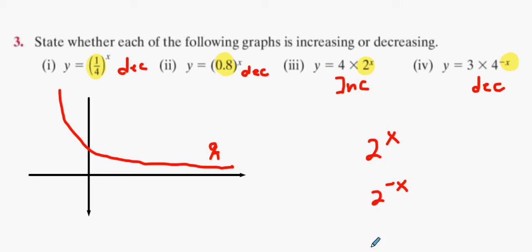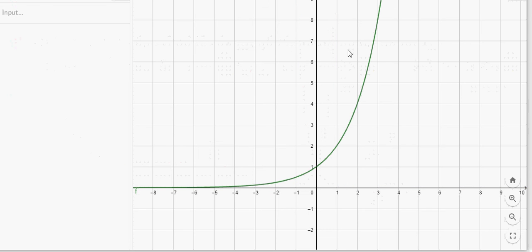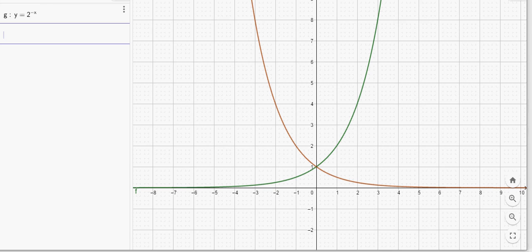So here's what we're going to do. 2 to the power of x is the green one, and 2 to the power of minus x will be the other one here. They're symmetrical in which axis? Symmetrical in the y-axis. Everybody cool with that? So that's the difference. One of them is always increasing, the other one's always decreasing.